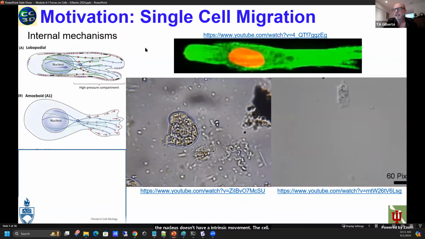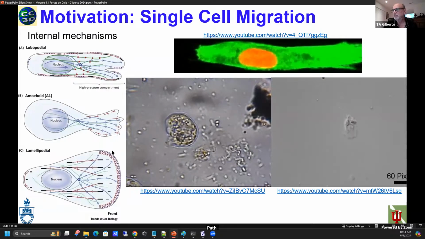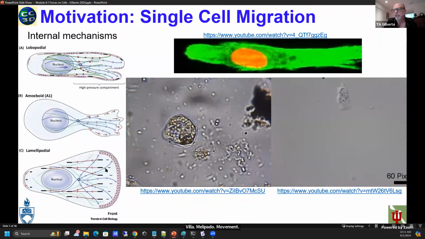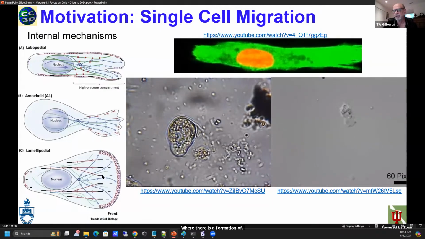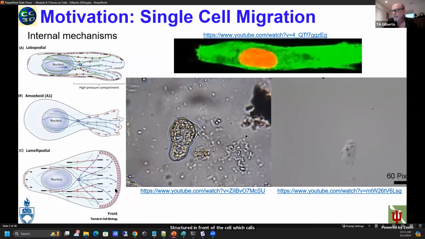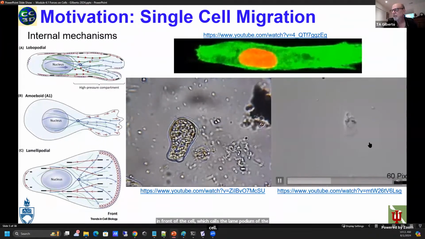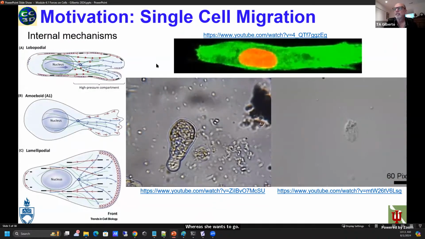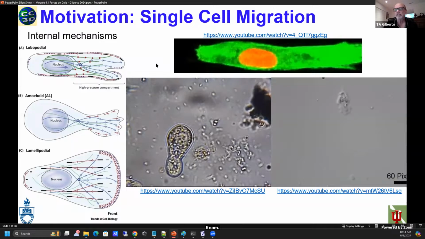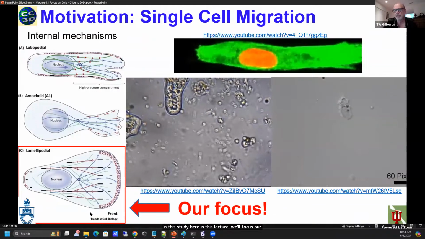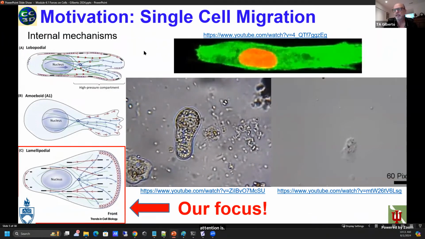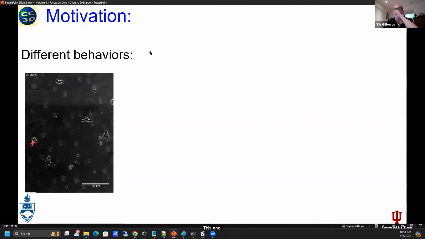And finally, the lamellipodial movement, where a structure forms in front of the cell, called the lamellipodium, and that moves the cell where it wants to go. In this lecture, we'll focus our attention on the lamellipodium movement. This one. Let's go. Continuing with the motivation.